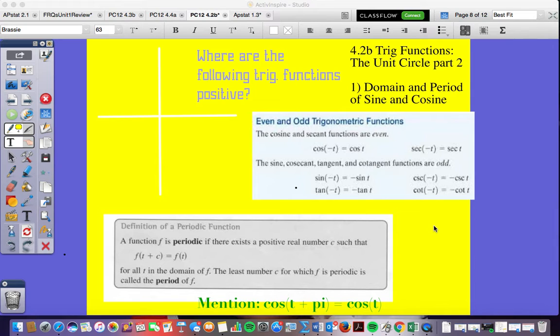What about the fourth one? X is positive, y is negative. Exactly. And that should make sense, right? Because cosine is related to x and therefore it will be positive. All right? Are there any questions on that?